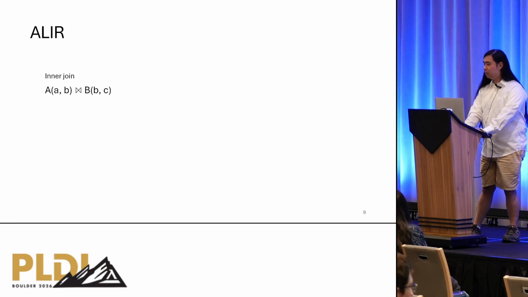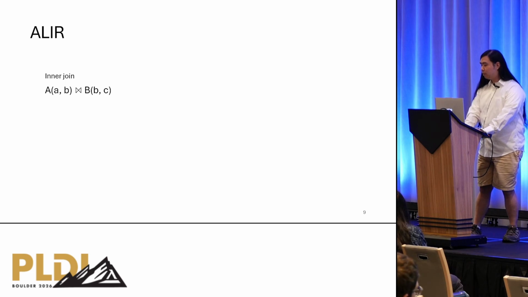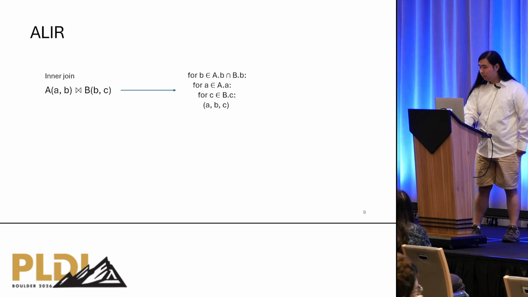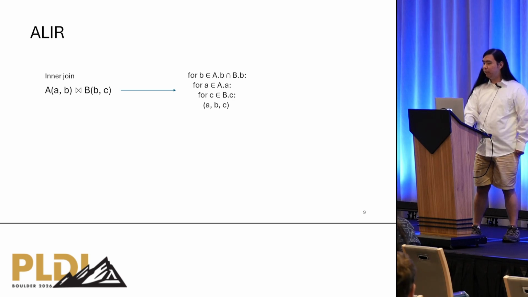So let's look at how to represent an inner join in LR. To capture the semantics of an inner join, we must first take the intersection of the B values in A and B. So this is performing the join operation. The remaining loops will then extract the corresponding values of A and C from the A and B relations. Another key point is that these loops are abstract loops and are not tied to any particular data structure.